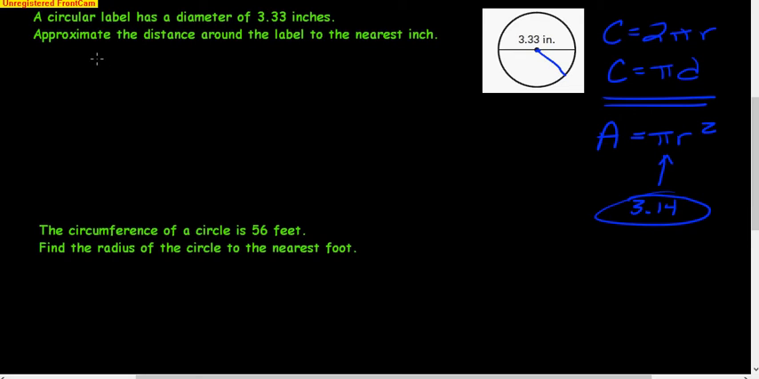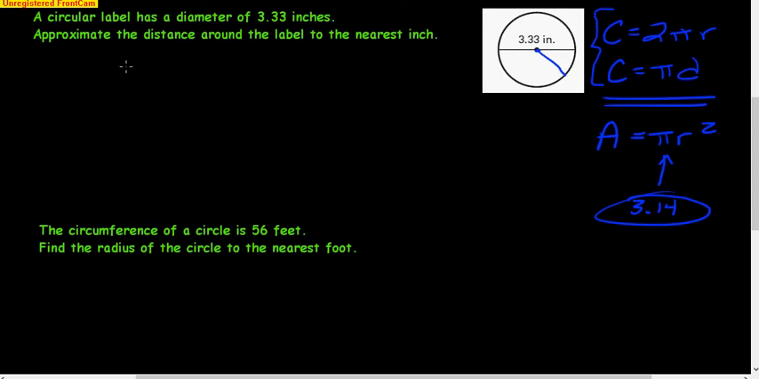So first one, example one, a circular label. This picture has a diameter of 3.33 inches. Approximate the distance around the label to the nearest inch. If I want the distance around the circle, that is where I want to use circumference. Circumference is really standing for the distance, like the perimeter of the circle. So which one of these do you use? Use the one that is easiest to use in the problem. They give you diameter, so don't pick this one, because it has radius in it. Pick the one with diameter.